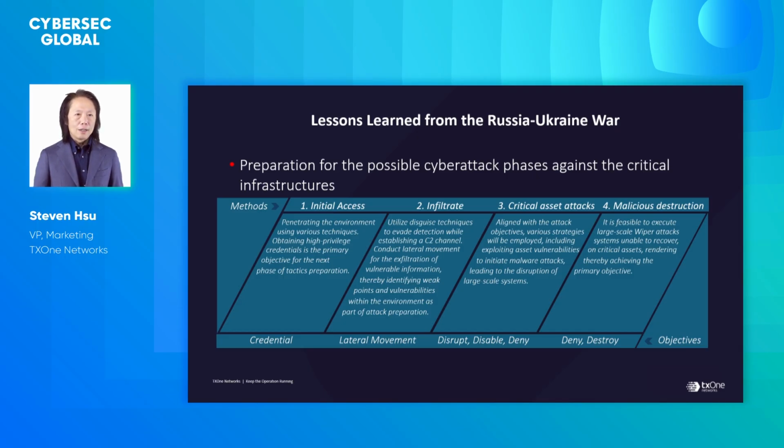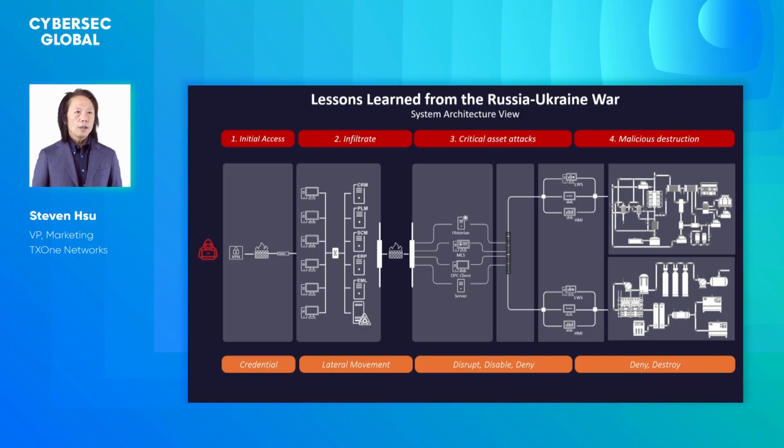Usually at this stage, they will try to cause as much damage as possible. So the wiper attack is something they can conduct at this stage. Okay. So here is another table for your reference. We map the different phases to a system architecture view. So for initial access, infiltrate, critical asset attack, and malicious destruction, each is a different location.